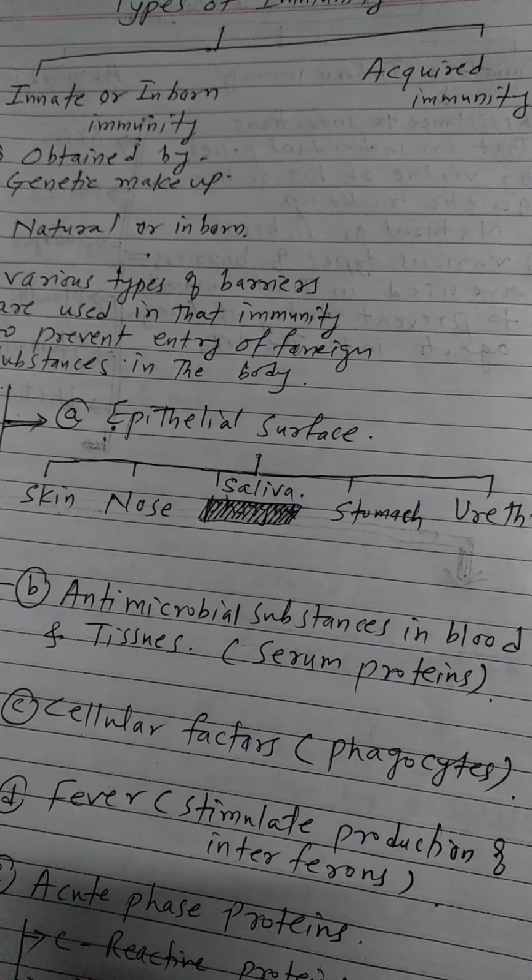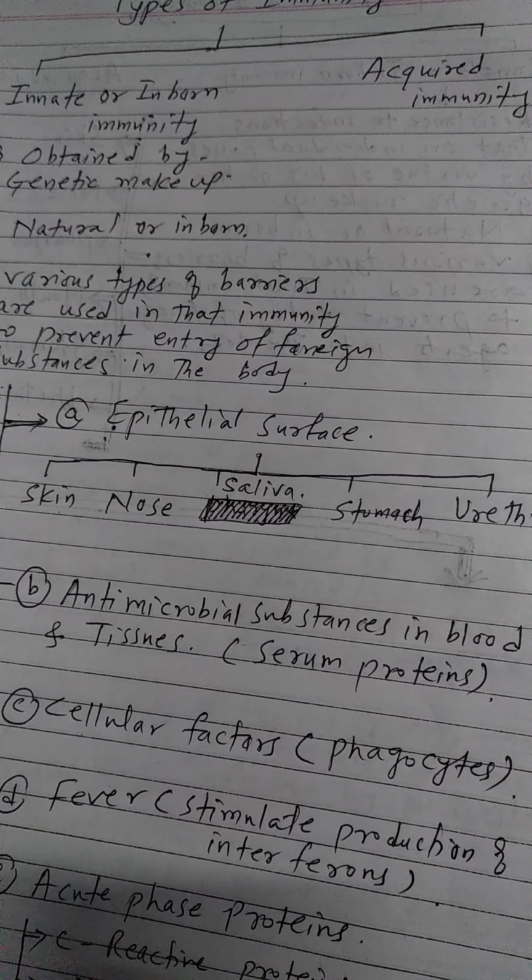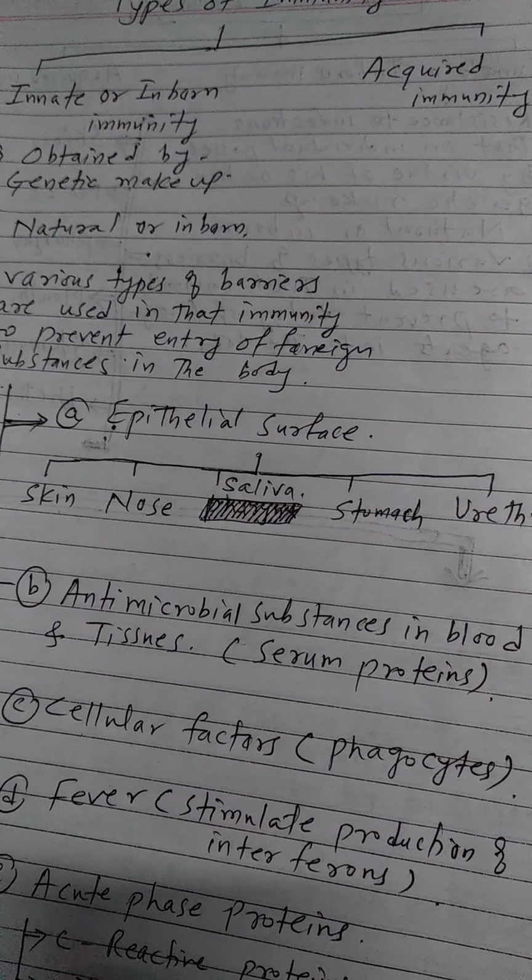If the cells and WBCs are attacked by these viruses, they secrete a type of protein called interferon, and this interferon stimulates other cells to protect themselves from viral infection.